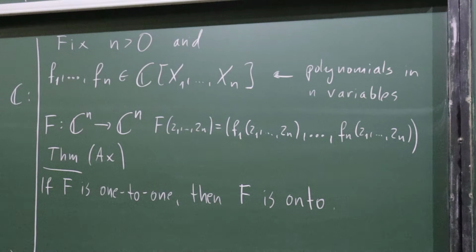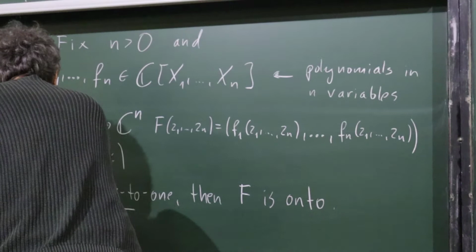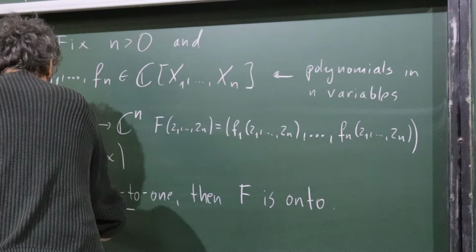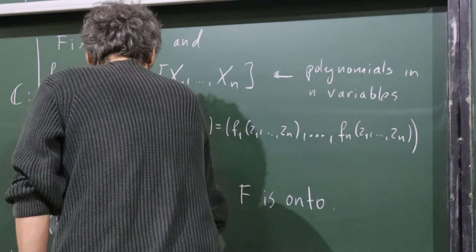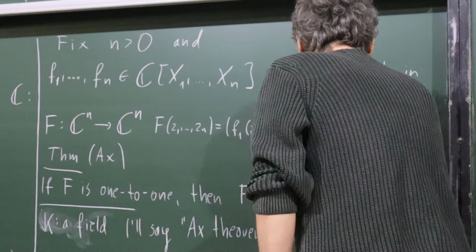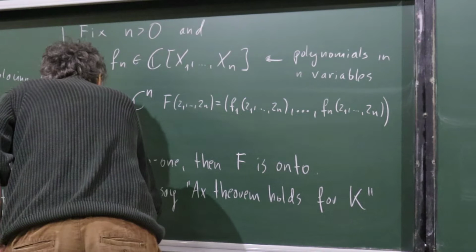I need one little technical thing. So I will say, okay, let K now be any field. So I say that the Ax theorem holds for K if the above statement holds, with K replacing C.